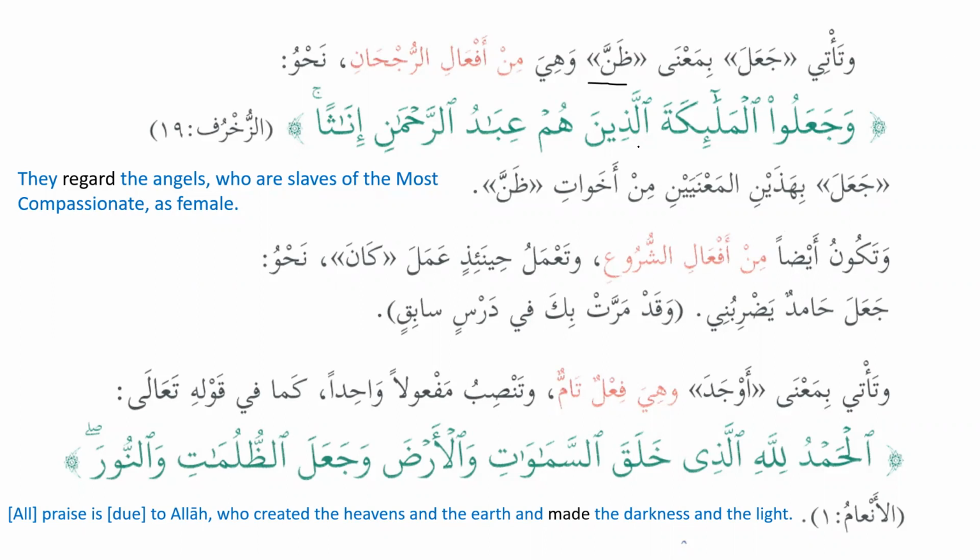وَجَعَلُوا الْمَلَائِكَةَ الَّذِينَ هُمْ عِبَادُ الرَّحْمَنِ إِنَاثًا. So when it means dhanna, then it also requires two objects, al-malaikata and inatha. And they regarded, or they regard, as you can see over here. Now it gives the meaning of they regard. It's not that they made the angels; they thought the angels, or they regarded the angels.